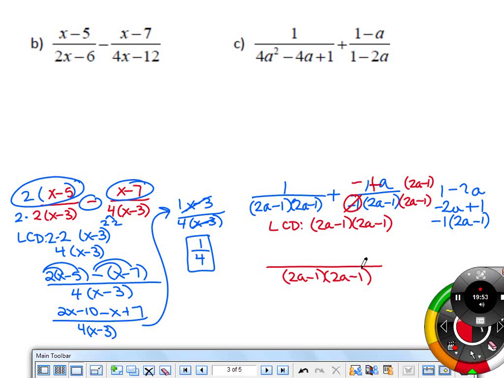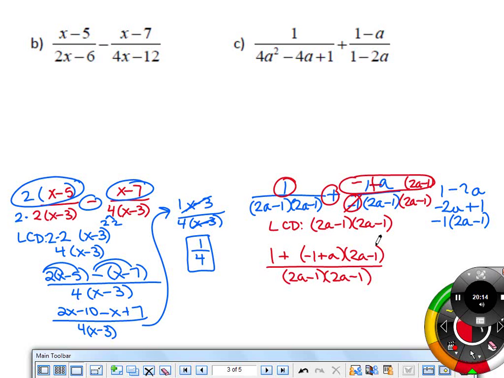Okay. And in the numerator, I'm going to have this plus all of this that's happening over here. Okay? So I basically have 1 plus, and what's happening over there is that there was a negative 1 plus a that is now multiplying a 2a minus 1.